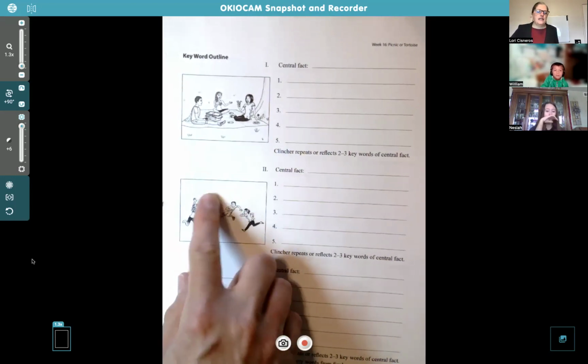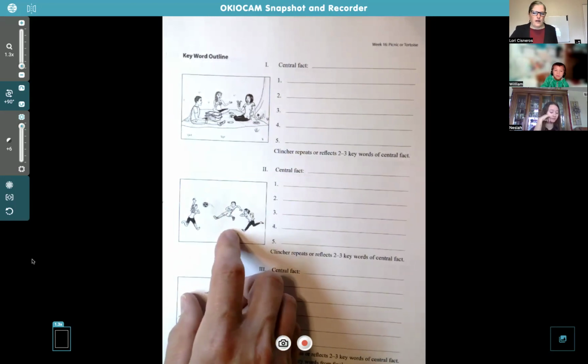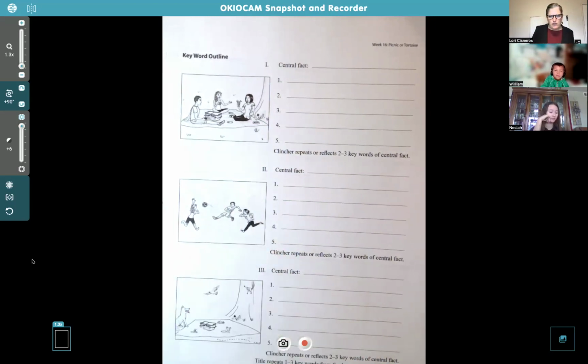Are they on a team or are they just kicking the ball around? Are they actually playing a game, do you think, or are they just kicking a ball around? I think they're just kicking a ball around, not actually playing football. Football? Yes.